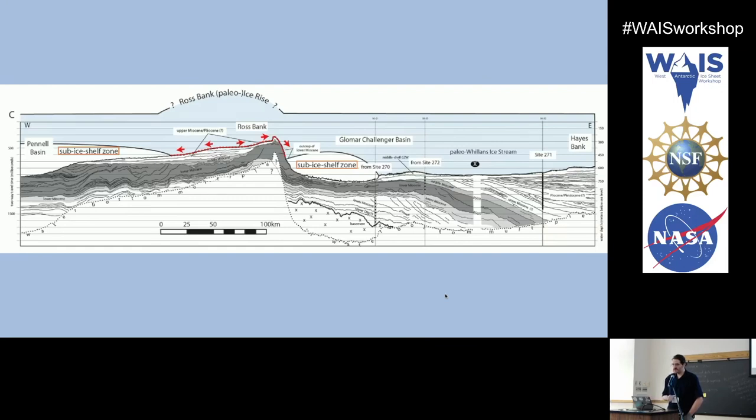This is based off a single channel seismic line, and based on where these sites penetrated strata, it was correlated that we're hitting middle Miocene and lower Miocene strata, and it's outcropping on the eastern flank of Ross Bank. It's also underlying the crest of Ross Bank. But we don't yet know what is the youngest strata on top of Ross Bank. Also in this figure, it's showing what the ice rise would have possibly looked like. And where these red arrows are, it's marking the radial flow, because as the ice shelf gets pinned on these banks, it reorganizes the flow and creates a radial flow.